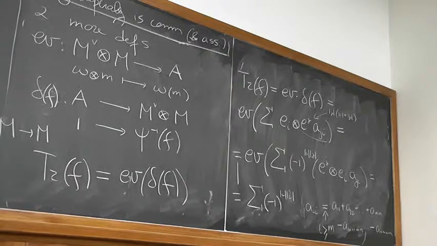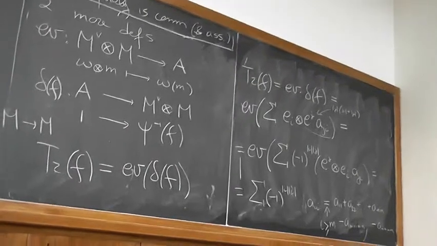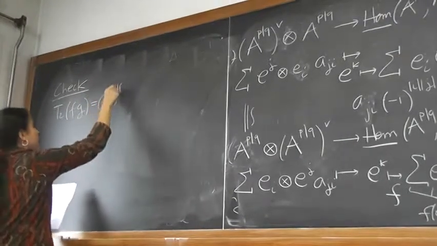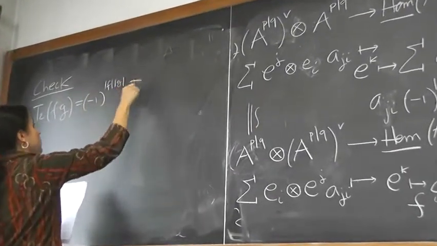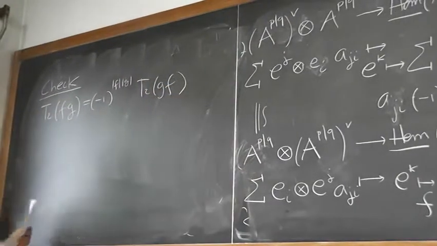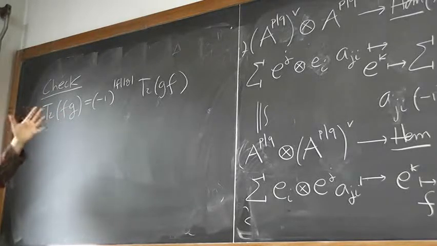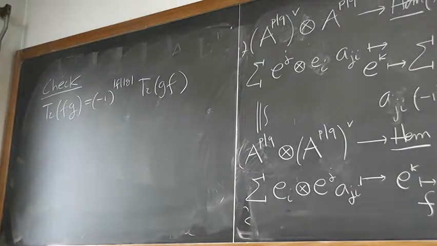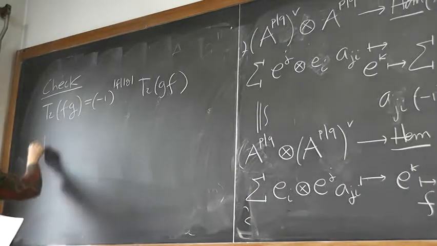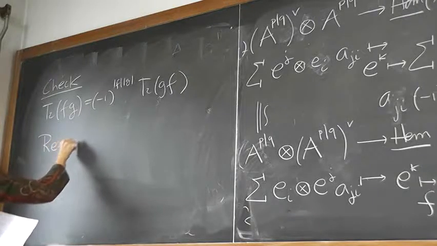So check that the transpose of two maps, if you have the same map F and G, is -1 to the parity of F times parity of G, transpose of G F, with this new definition when you switch. You check this. And then you are ready to check that SLMN is really well defined, I mean, it's the correct object. I want to make a small remark on transpose.